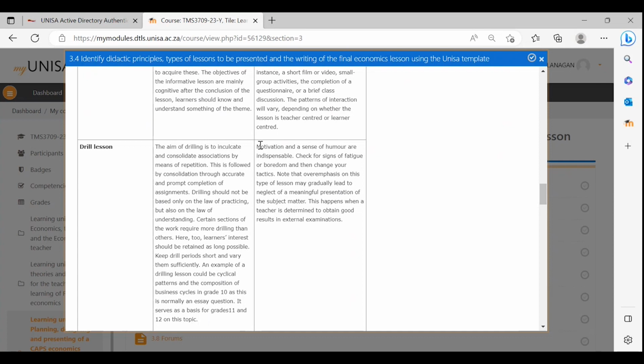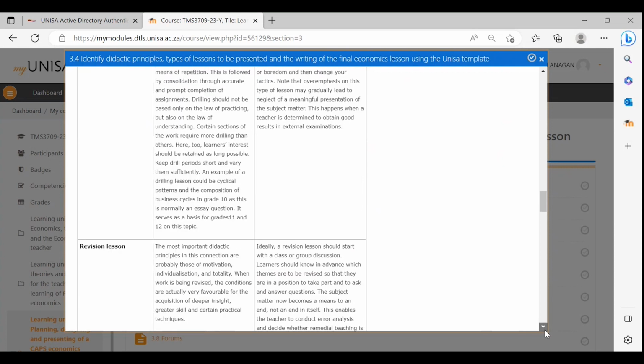To keep your lesson interesting, motivation and a sense of humor are indispensable. Check for signs of fatigue or boredom. This is now perhaps the ideal, that you check for those signs of fatigue and boredom. But I found that even if you see those signs and you have to cover content, you just have to move on, especially with the ATP environment in which we work.